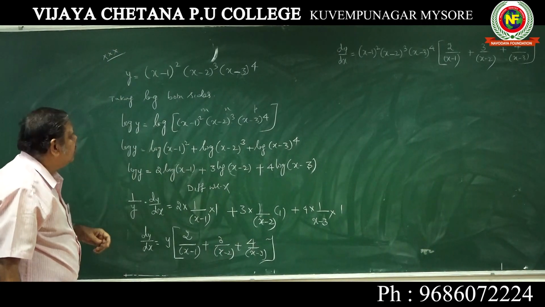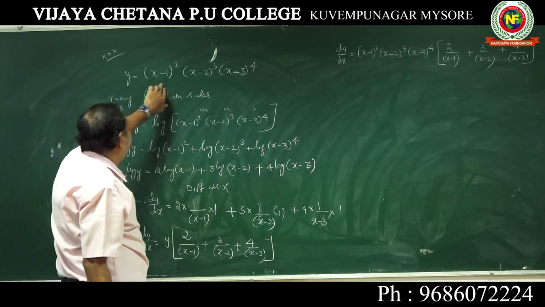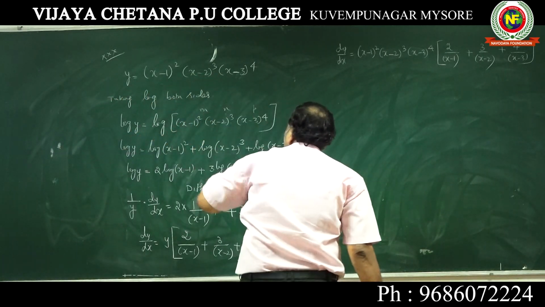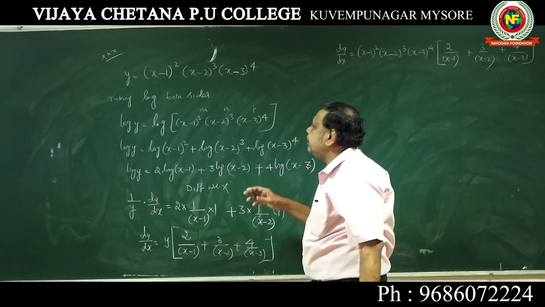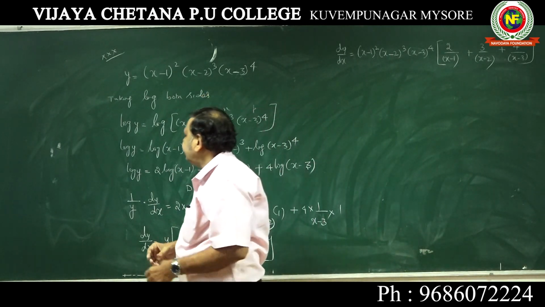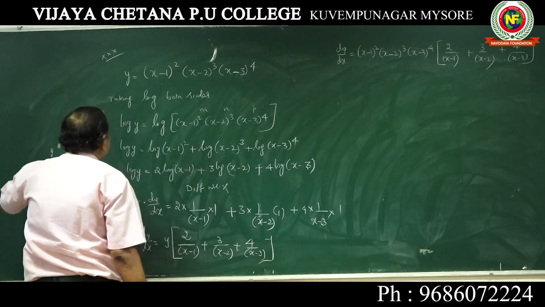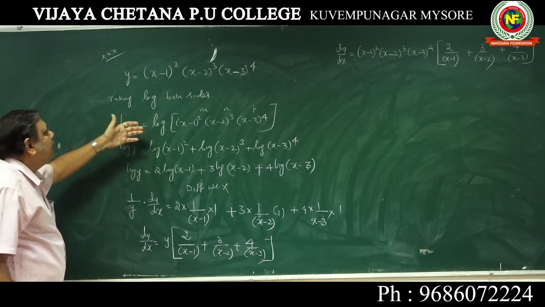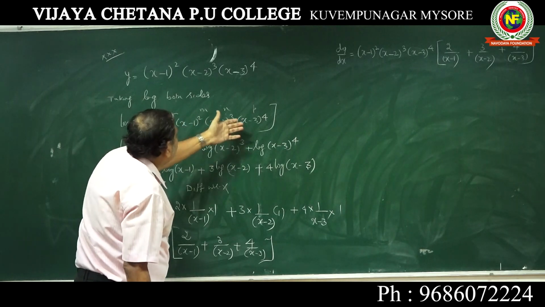Here it is: y is equal to (x minus 1) whole square, (x minus 2) whole cube, (x minus 3) to the power of 4. I told you, when there are more than two products, you should take logarithmic differentiation. So take logarithms: log y is equal to log of m into n into p.